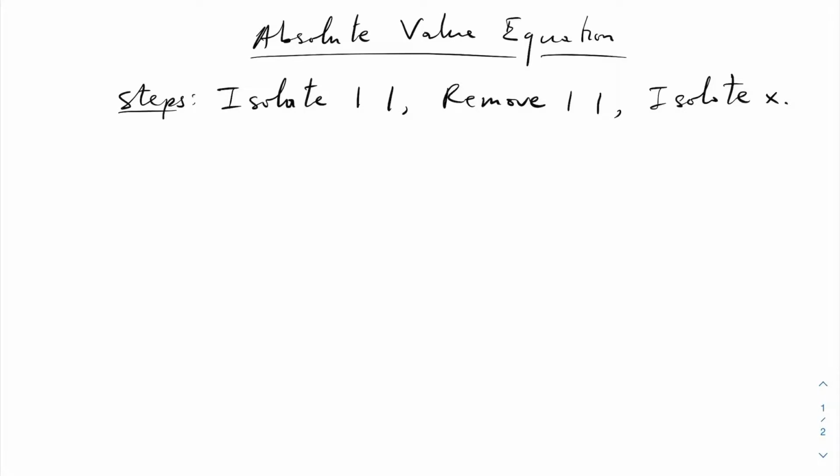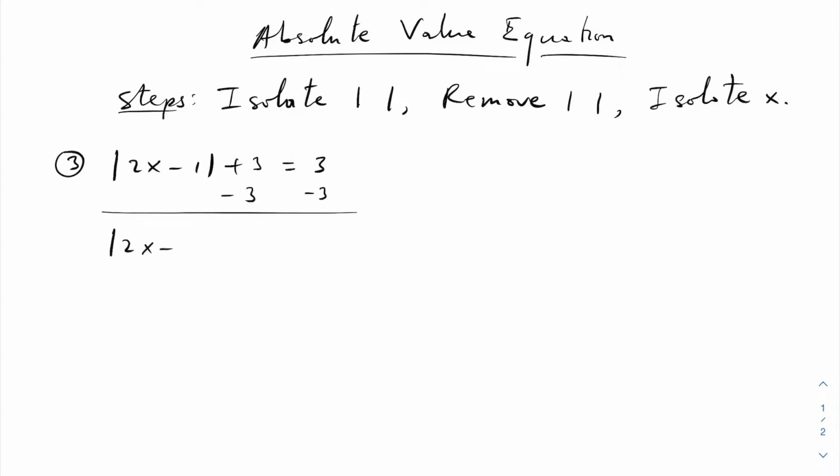So let's look at these cases and see how that would work out. Our third example here is the absolute value of 2x minus 1, plus 3 equals 3. If you do step 1 here, which is to isolate your absolute value term, you're going to have to subtract 3 on both sides. That gives you the absolute value of 2x minus 1 equal to 0. Here, this number 0 is not a positive number, it's just 0. It's not negative, not positive. So what do you do to get rid of the absolute value here?